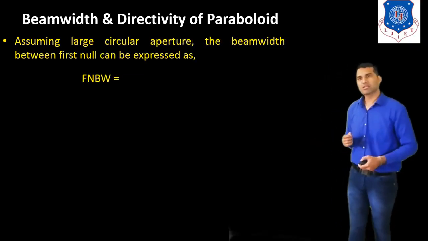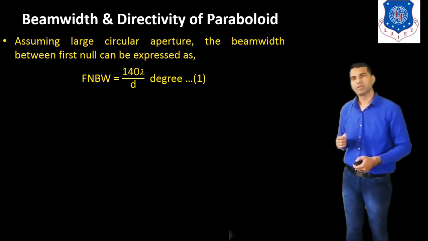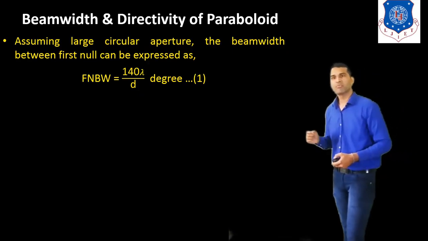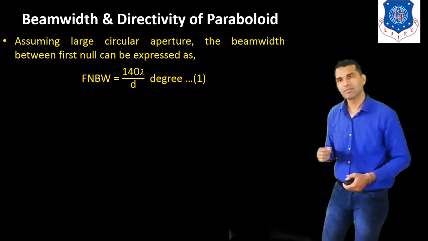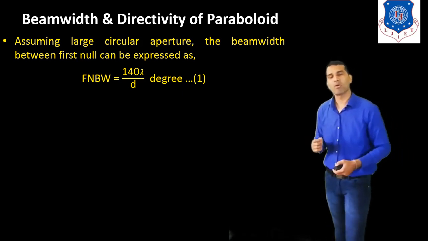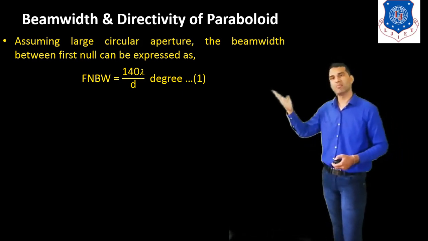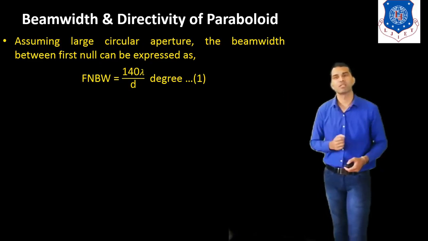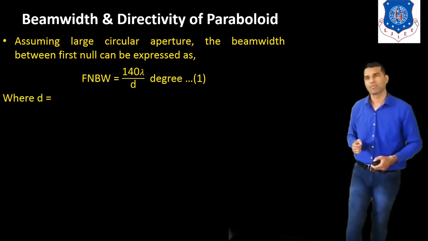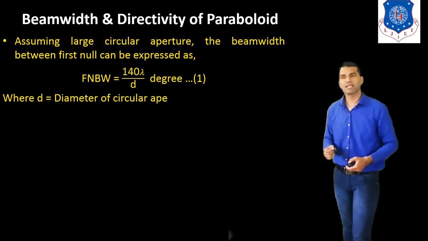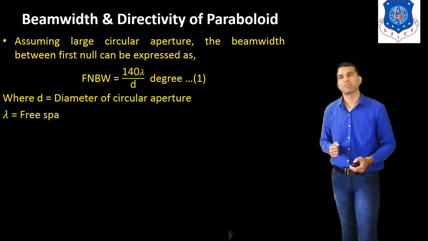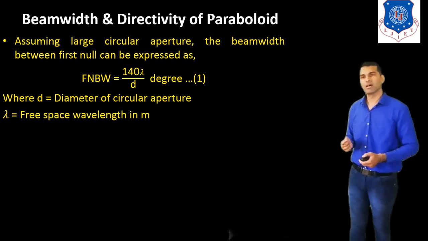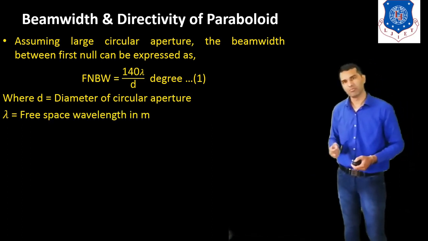Now we discuss the beam width and directivity of the paraboloid. Assuming a large circular aperture, the beam width between first nulls, that is BWFN, can be expressed as 140λ/d. So we can find the beam width between first nulls using this equation in degrees, where d indicates the diameter of the circular aperture of the antenna, and λ, as we know, is the free space wavelength in meters.